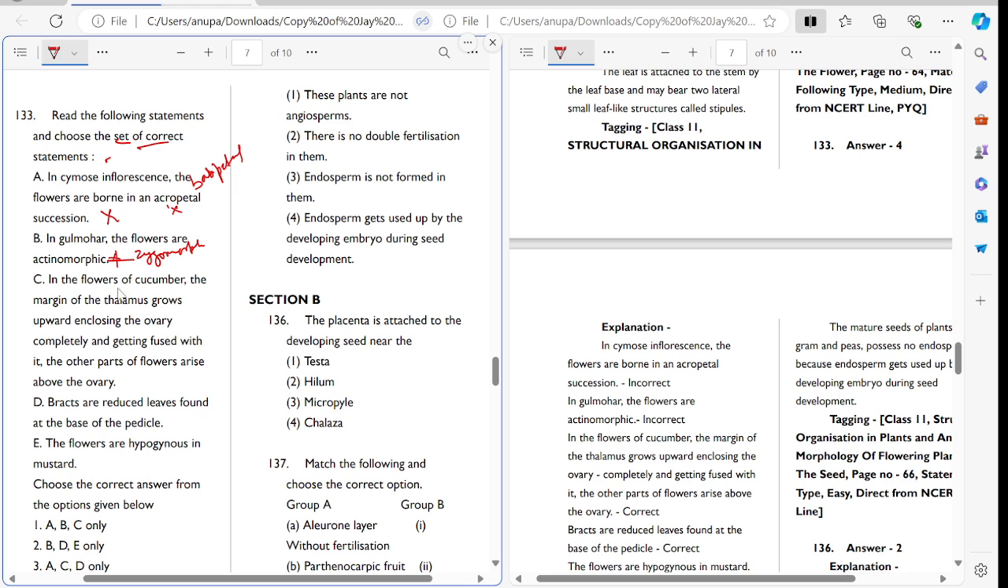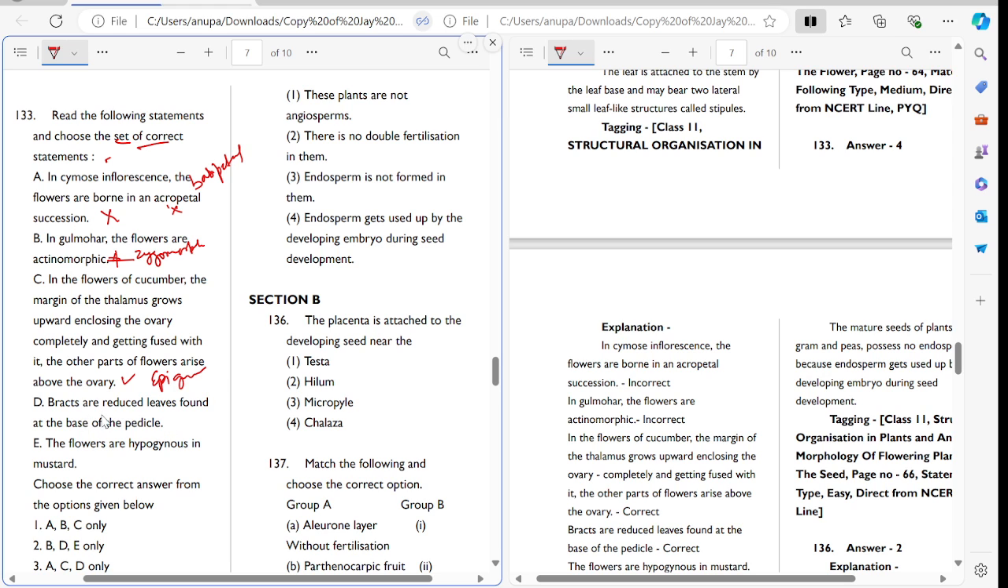Next, C. In the flowers of cucumber, the margin of thalamus grows upward, enclosing the ovary completely and getting fused with it. The other parts of the flower arise above the ovary. This is the correct statement, and such a type of flower is known as an epigynous flower.